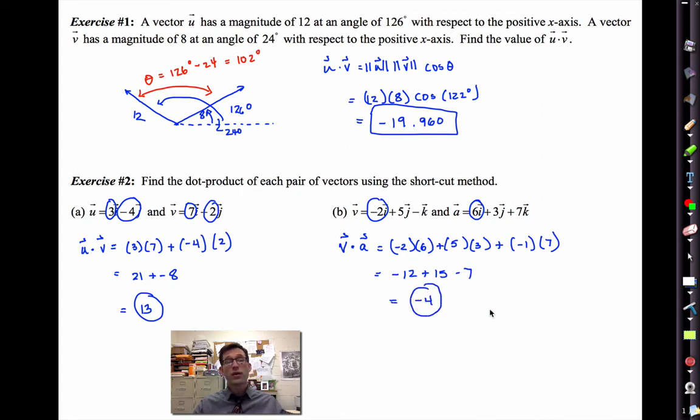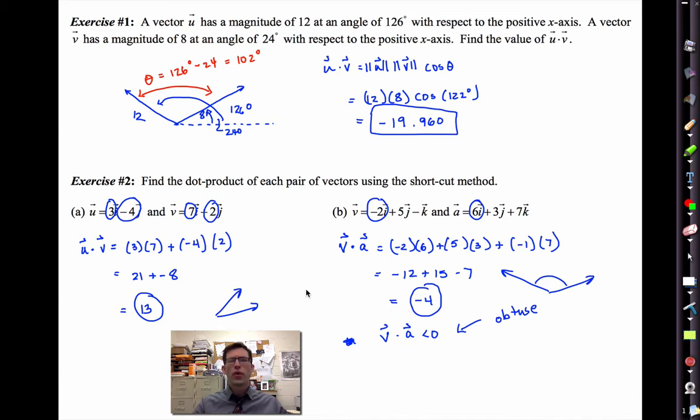Now, as an aside, and again, more on this tomorrow, but notice that in this particular problem, v dot a was less than 0. And that means that they must be obtuse with respect to each other. In other words, if v is pointing this way, that's got to be an obtuse angle, versus letter A, that's got to be an acute angle because the dot product is positive. Okay?